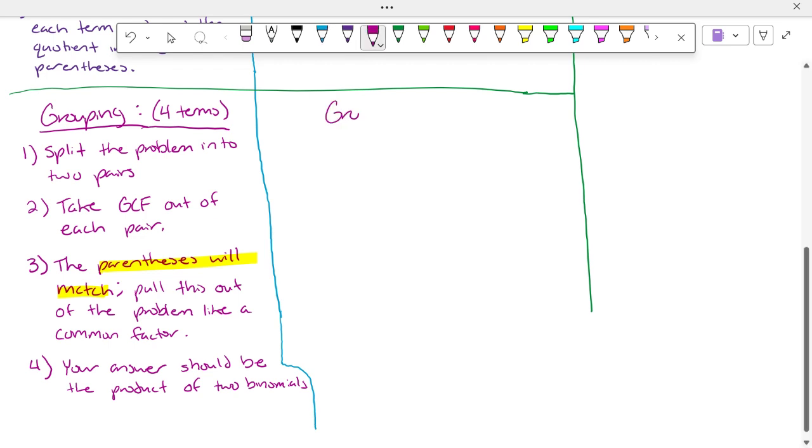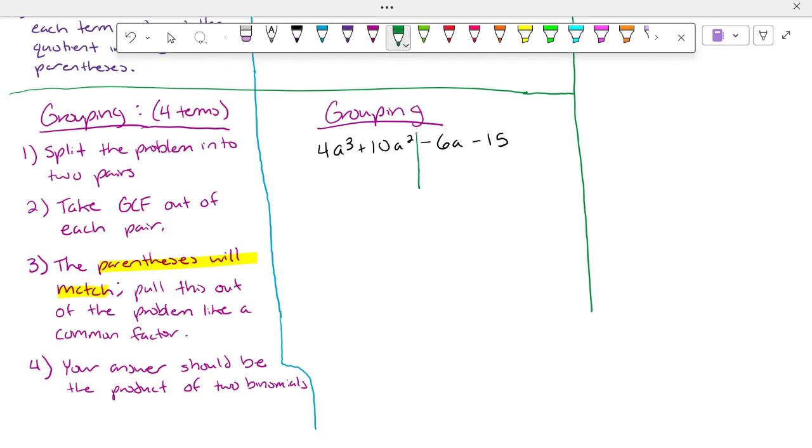Now I'm going to do an example. I'm going to do example 6 on page 1. So I'm just going to copy it. I'm going to draw my lines. GCF of the first is 2a squared. So that'll leave me with 2a plus 5. GCF of the second is negative 3. So that'll be 2a plus 5.